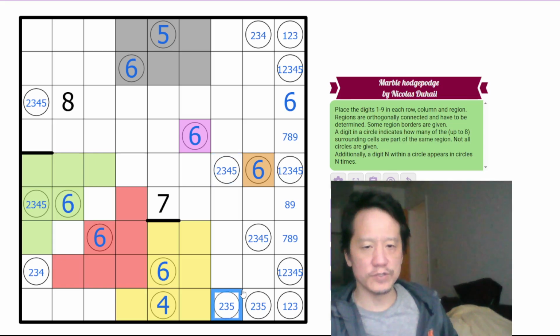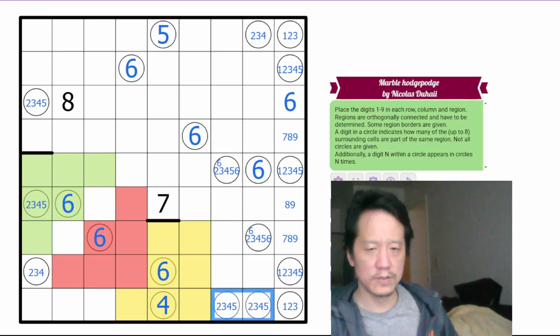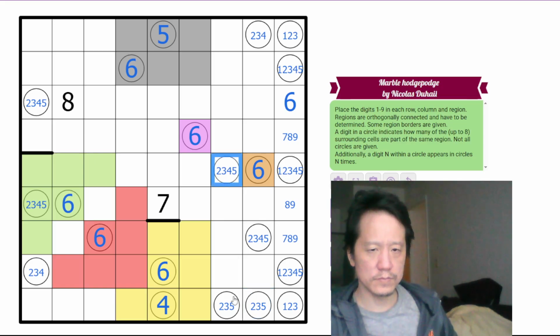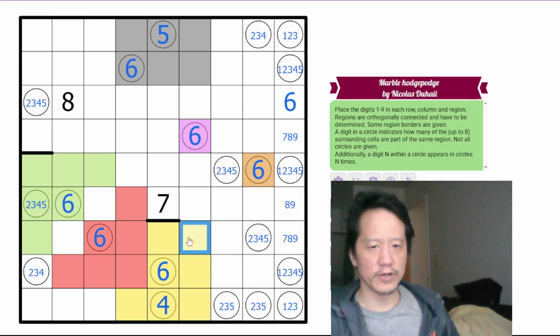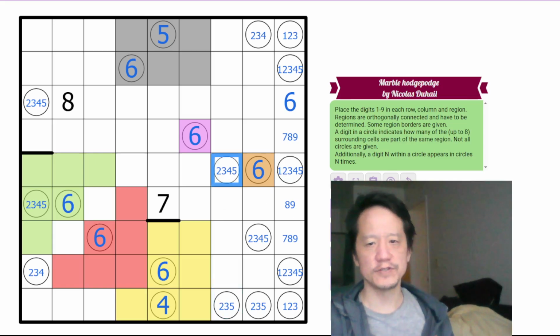One of these two is a 5. One of these two. Okay, actually. This could not be 5 because if this were 5, all of these would be the same. But then we'd have 1, 2, 3, 4, 5, 6, 7, 8, 9, 10, 11 in that region. So this could not be 5. This has to be a 5.